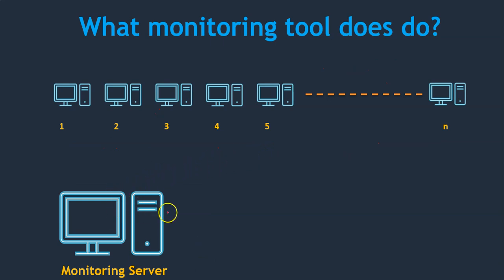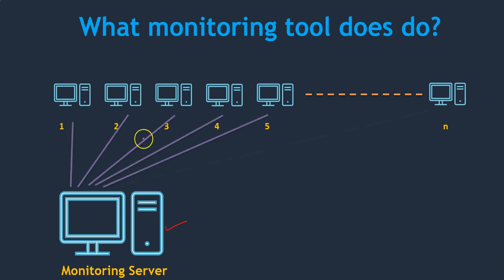In the environment, you will have one monitoring server which will communicate with all your client systems. Client systems are nothing but the around 300 servers, right? It should be able to communicate with all these 300 servers. How does it communicate with these systems? For that, we need to install the monitoring agent on each system.